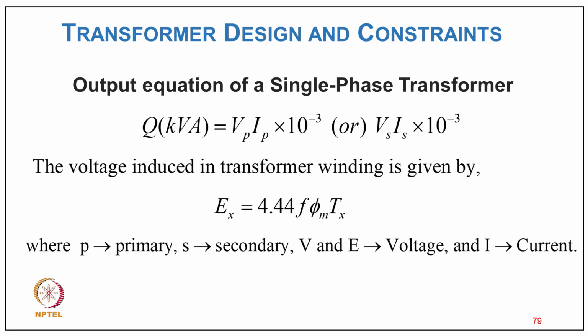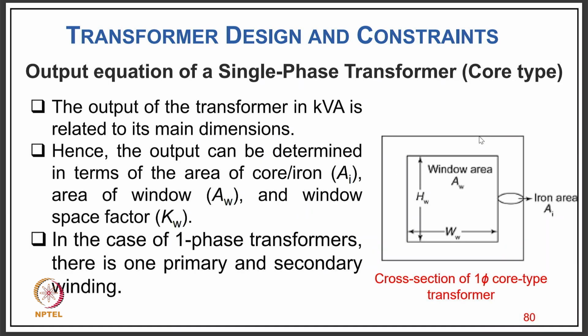So here Q in kVA will be Vp Ip, the primary voltage and primary current, into 10 power minus 3, or secondary voltage and secondary current into 10 power minus 3. So Q is equal to Ep Ip into 10 power minus 3, where the primary voltage can be approximated as very close to the induced primary voltage, V is voltage, and I is the current. The voltage induced in the transformer winding is normally put as Ex equal to 4.44 f phi m Tx, where x can be either primary or secondary.